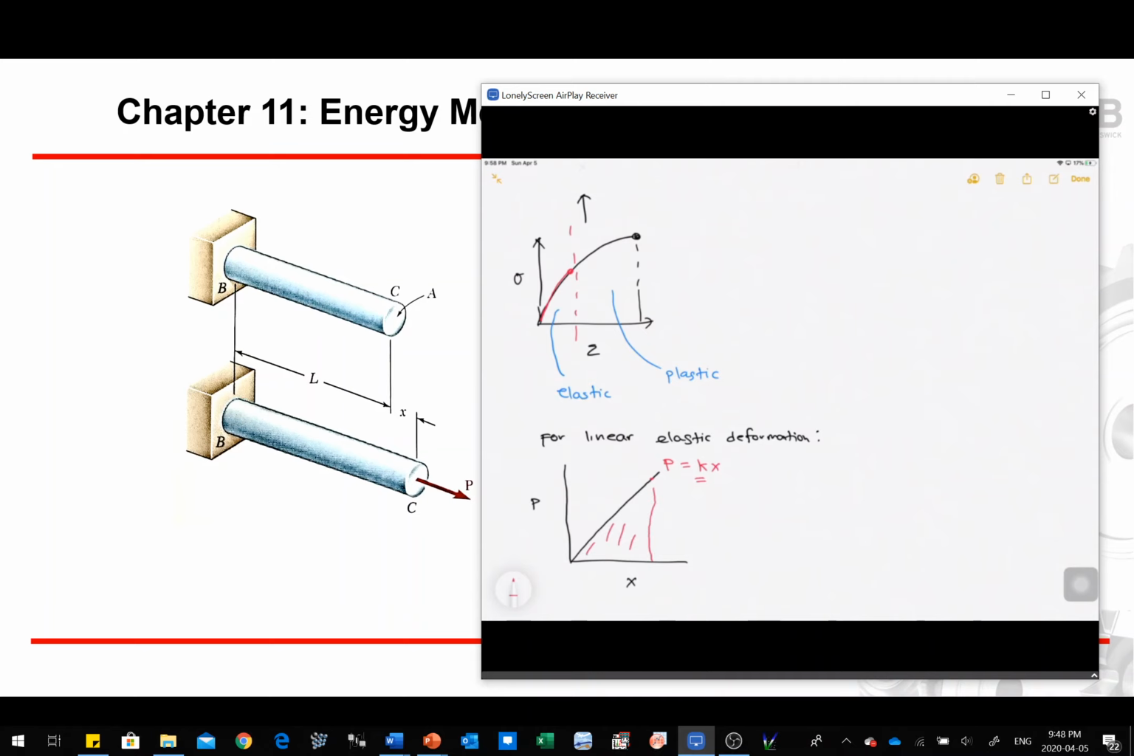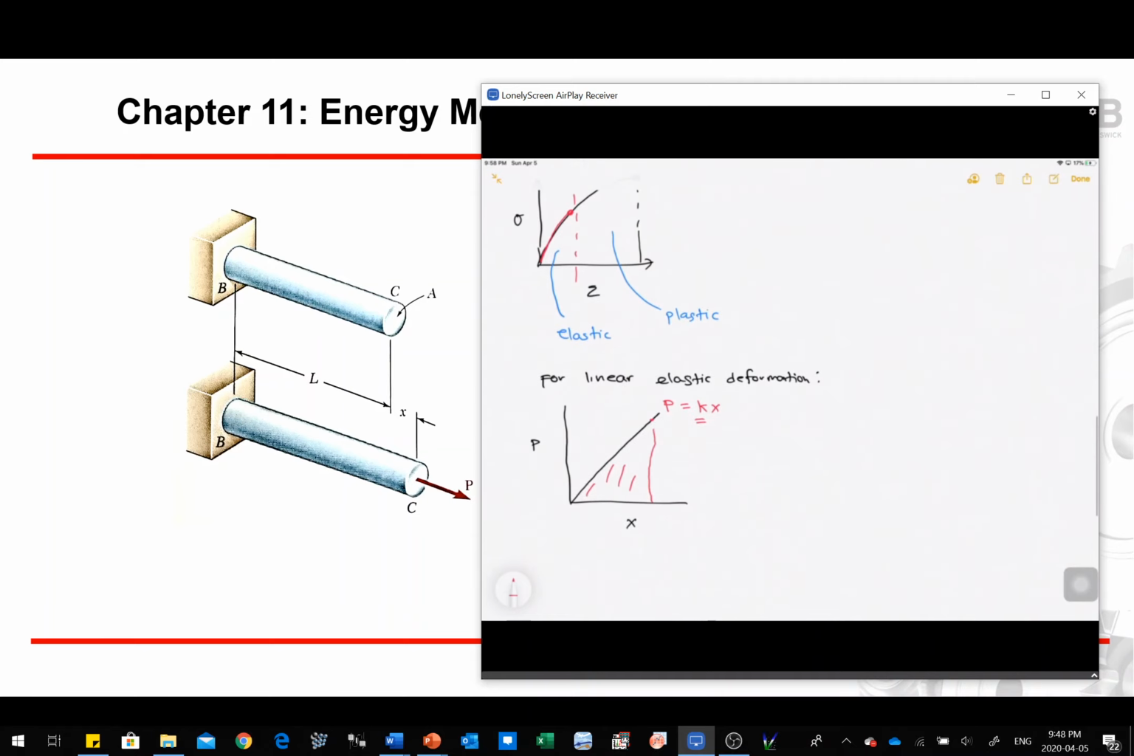Obviously, it's just a triangle, but let's use our integral to get the equation for our strain energy. So we can define U is equal to the integral from 0 to x sub 1. So let's say this is x sub 1 right here. As P, or we can call it Kx because that's P. Again, we take a slab right here, P dx, so Kx dx right here.